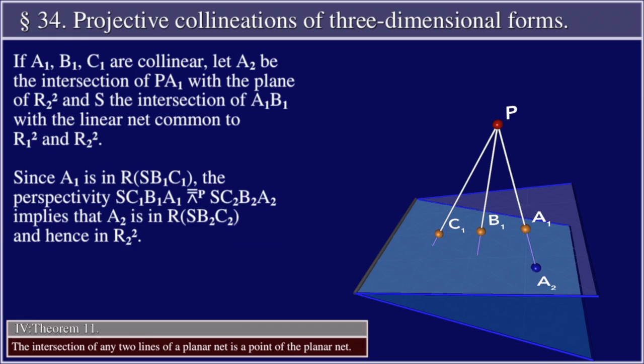If A1, B1, C1 are collinear, let A2 be the intersection of PA1 with the plane of R2², and S the intersection of A1B1C1 with the linear net common to R1² and R2². Since A1 is in R of SB1C1, the perspectivity SC1B1A1 perspective with center P to SC2B2A2 implies that A2 is in R of SB2C2, and hence in R2².